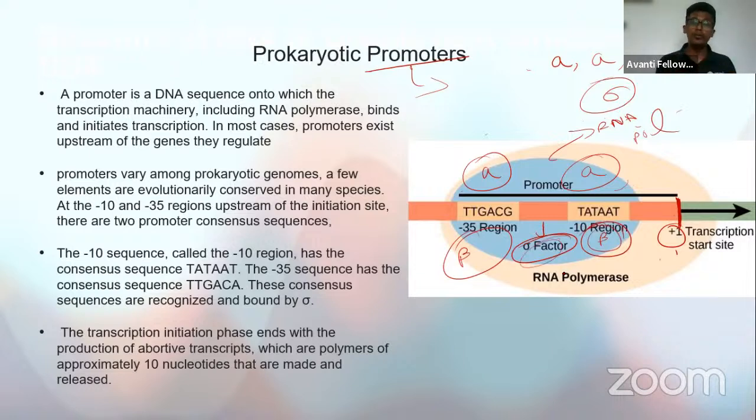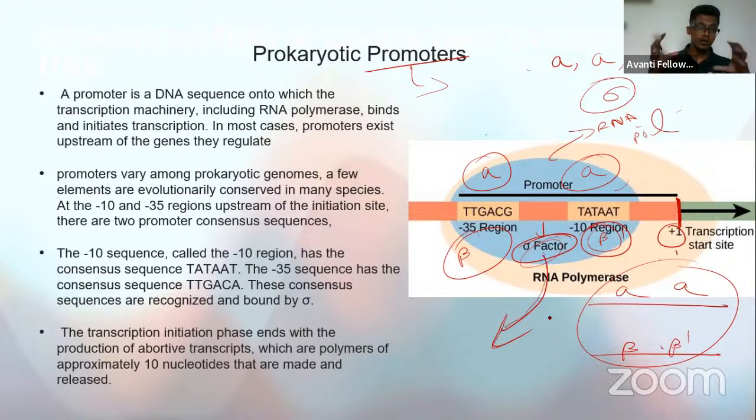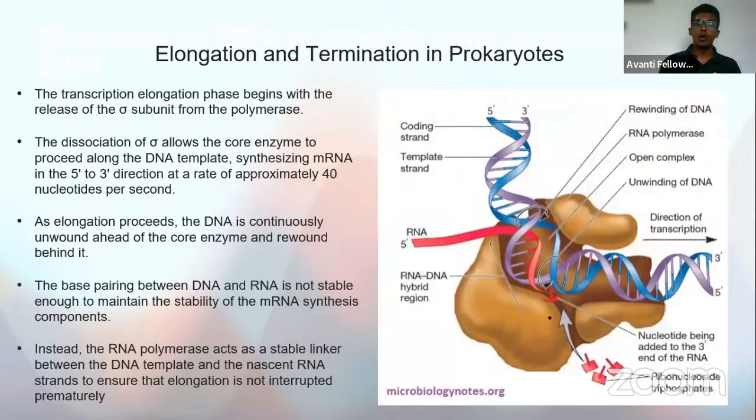When its job is finished, what will happen? The sigma factor will come out. Once the sigma factor comes out, your alpha, alpha, beta, beta dash will complete the assembly of what? RNA polymerase. When does the assembly get completed? Only when the sigma factor comes out. When the sigma factor comes out, these four will produce a functional enzyme. What is our functional enzyme? RNA polymerase. Once this functional enzyme has been assembled, now what will happen?